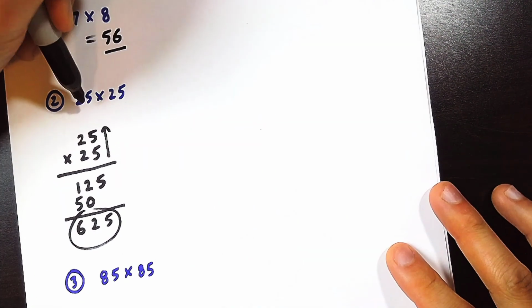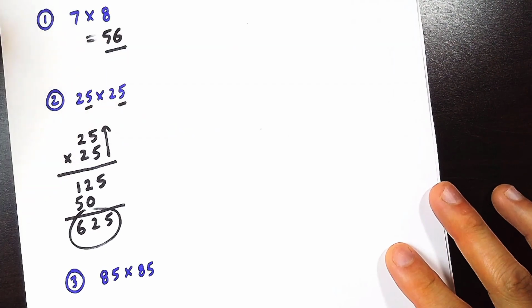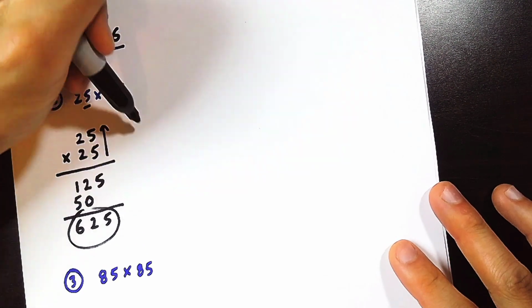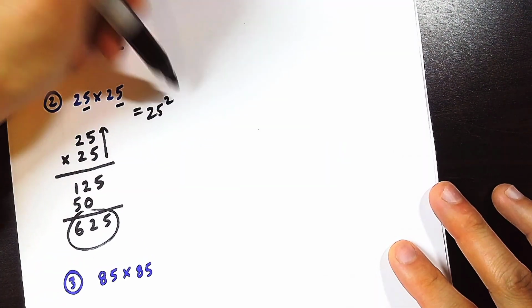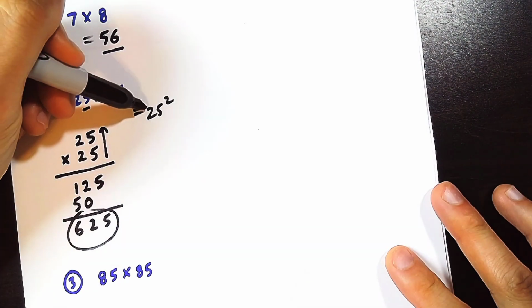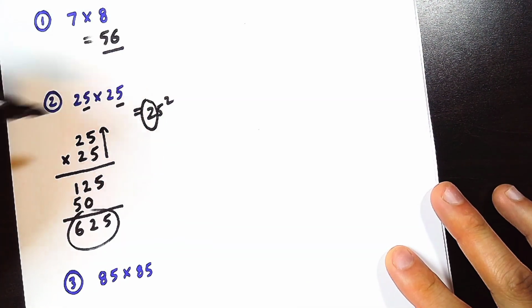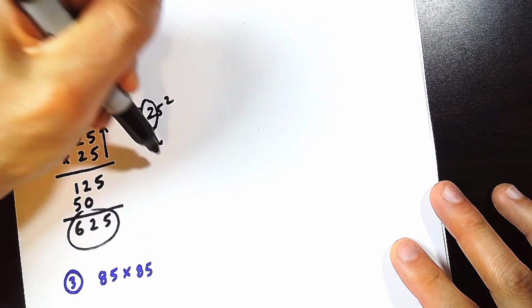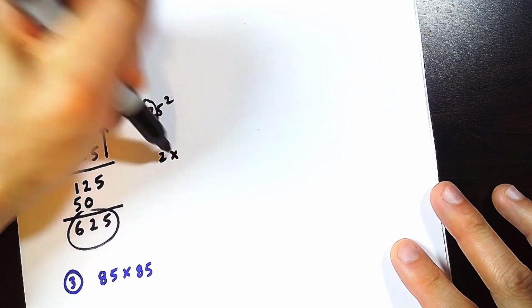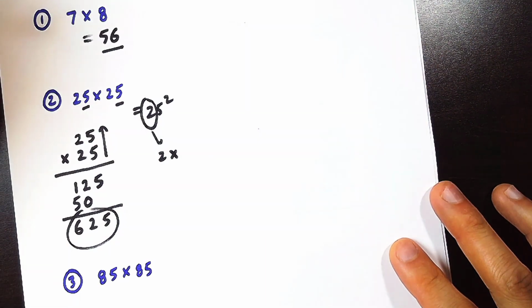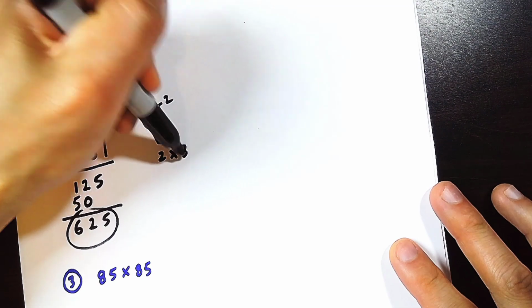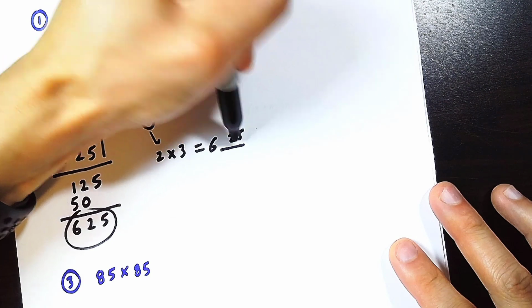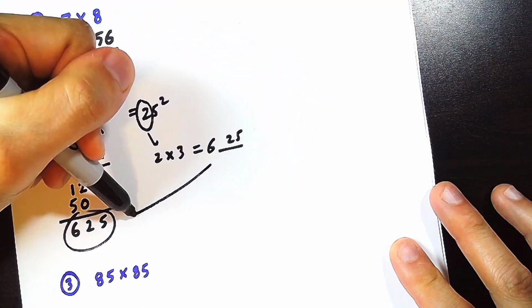Whenever you have something times itself and it ends with a 5, there's a trick. 25 times 25, it ends with a 5. It's like 25 squared. This is the same thing as 25 squared. And the trick is to look at the first number, the first digit. The first digit is a 2. So it's going to be 2 times the number higher than 2. So the integer that's higher than 2 is 3. And so the answer is 6. And the answer always ends with 25. So the answer is 625.